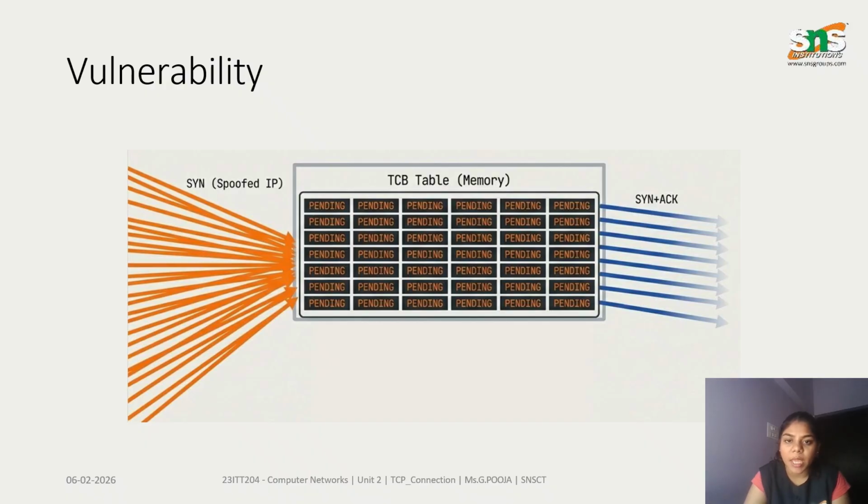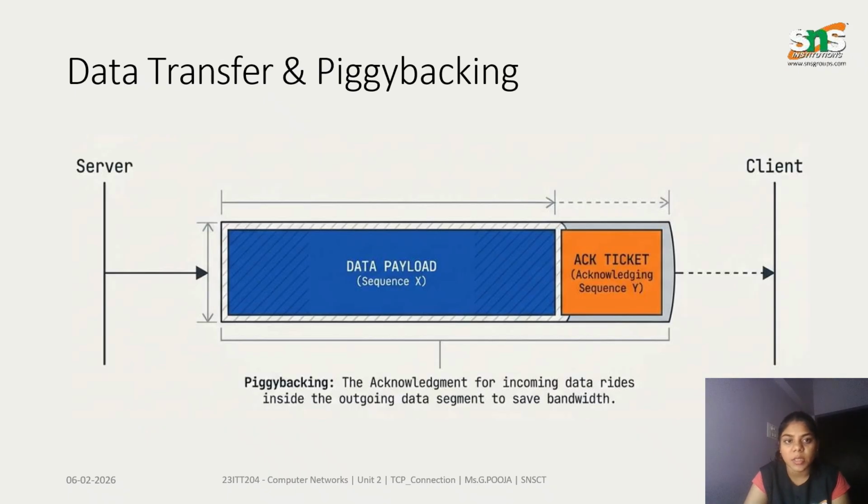With a spoofed IP, the entry is given to the TCB table, which is the memory, and then it moves on to the SYN plus ACK, the data transfer, and the piggybacking. Piggybacking means the server writes the acknowledgement of the incoming data inside the outgoing data segment to save bandwidth. So as I said before, it is a three-step process, and the communication begins there.